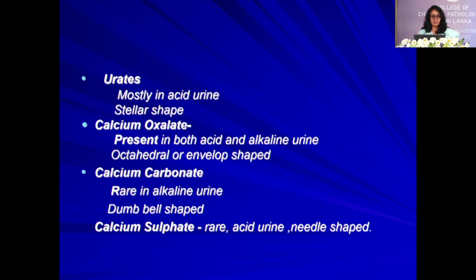Urate is present in acidic urine and it is stellar shaped. Calcium oxalate can be present in both acidic and alkaline urine. It is octahedral or envelope shaped. Calcium carbonate is rarely seen and present in alkaline urine. It is dumbbell shaped. Calcium sulfate is also rare, present in acidic urine, and it is needle shaped.